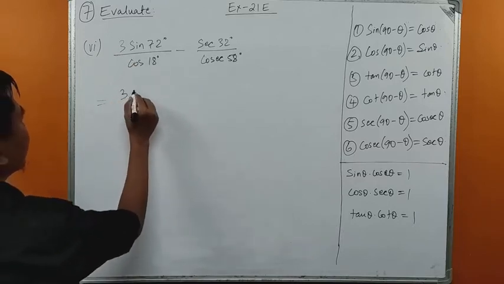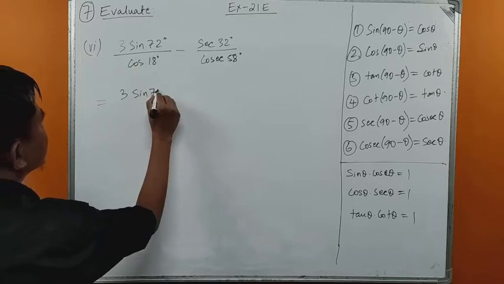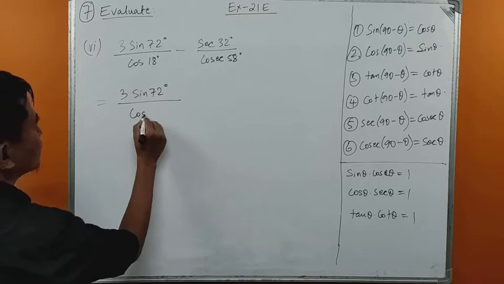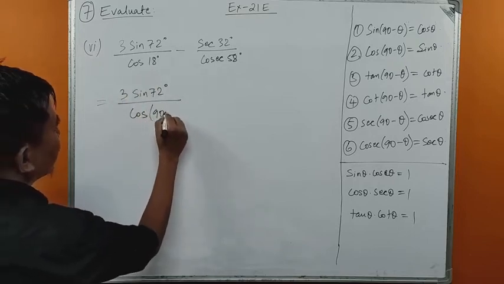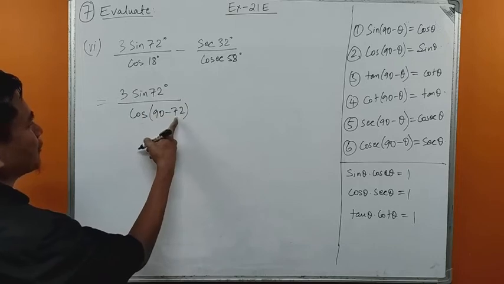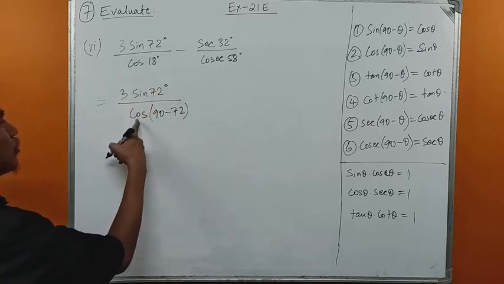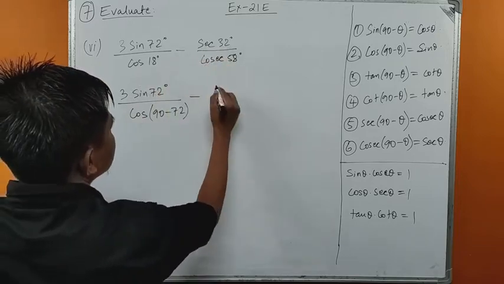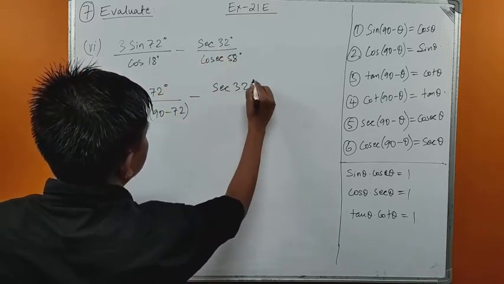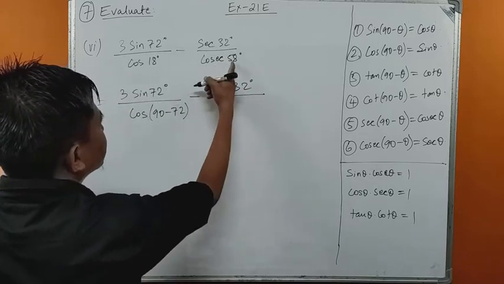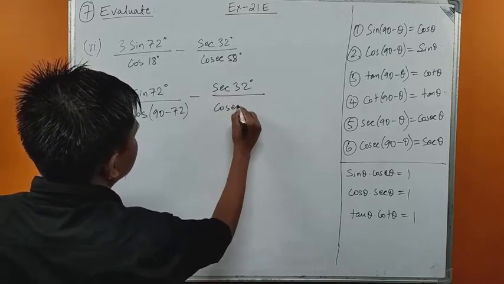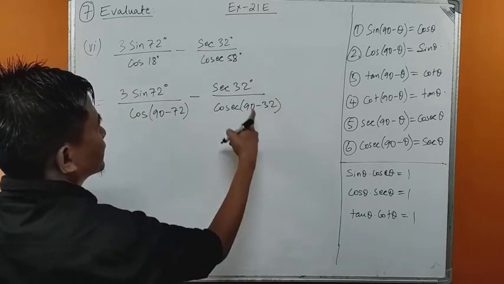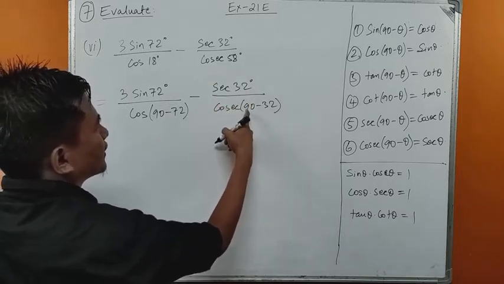So in the numerator we have 3 sine 72 degree, and in the denominator cos 18 degrees, isn't it? So cos 18 means 90 minus 72. If I subtract 72 from 90, I get 18. So cos 18 means cos 90 minus 72. This minus sign comes here. Sec 32, I copy as it is, sec 32 degree. And in the denominator we have cosec 58. So cosec 90 minus 32. 90 minus 32 is 58, isn't it? 10 minus 2 is 8, and this is 8. 8 minus 3 is 5.